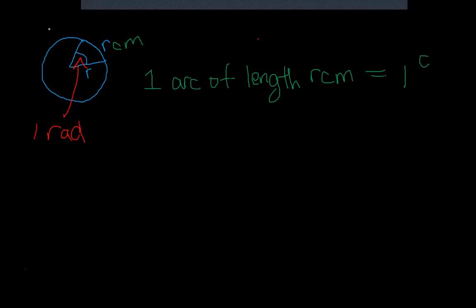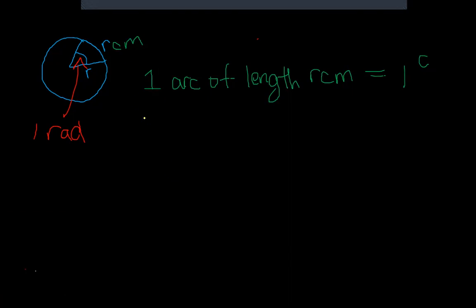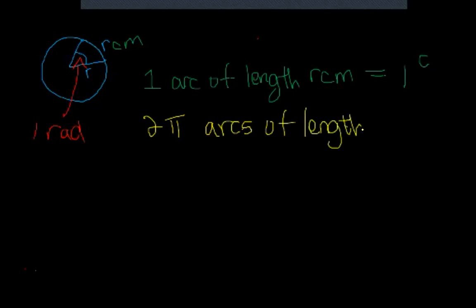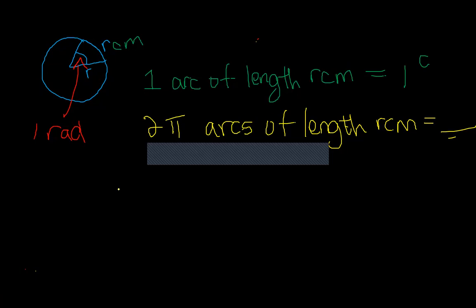So if a complete circle is 360 degrees, right? In a full circle, we just found out that we have 2 pi arcs of length r cm. We want to find out how many radians this is equal to. But how do we go about doing that? Anybody has any idea what this answer would be? How many radians?